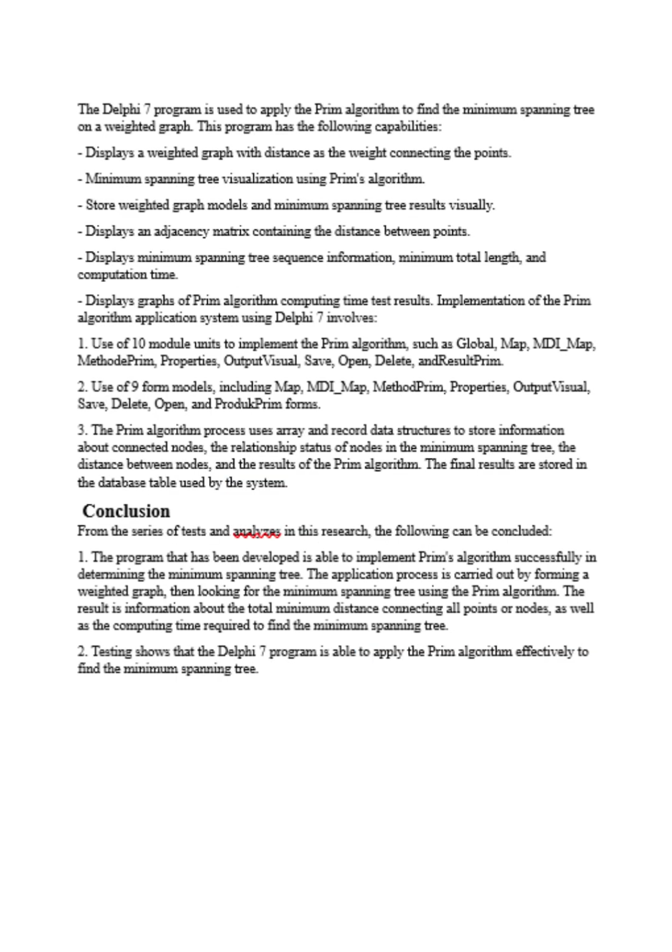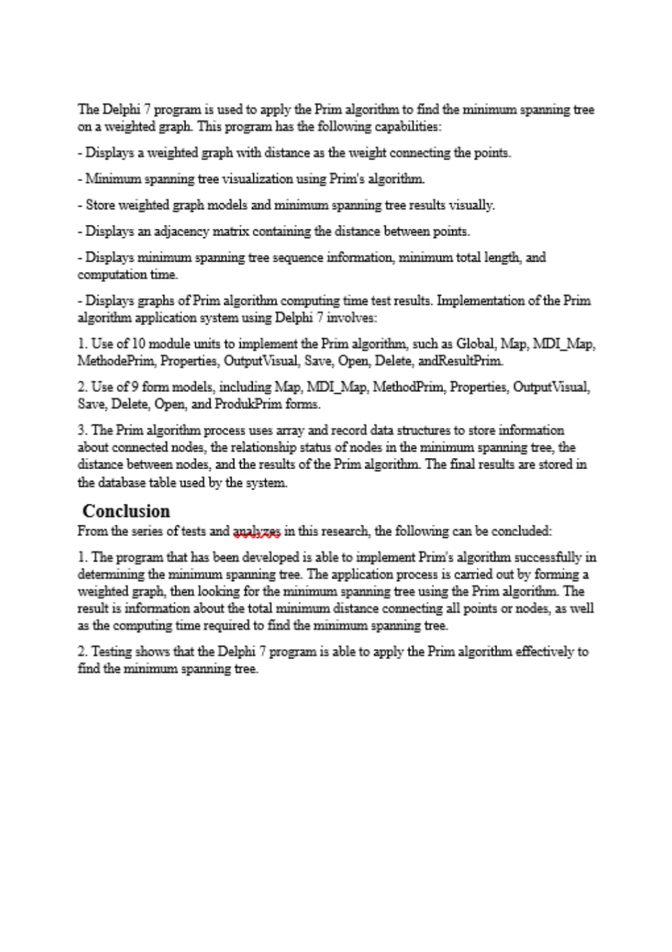The Delphi 7 program is used to apply the PRIM algorithm to find the minimum spanning tree on a weighted graph. This program has the following capabilities: displays a weighted graph with distance as the weight connecting the points, minimum spanning tree visualization using PRIM's algorithm, stores weighted graph models and minimum spanning tree results visually, displays an adjacency matrix containing the distance between points, displays minimum spanning tree sequence information, minimum total length, and computation time. Displays graphs of the PRIM algorithm computing time test.